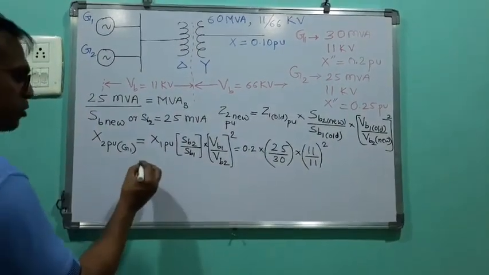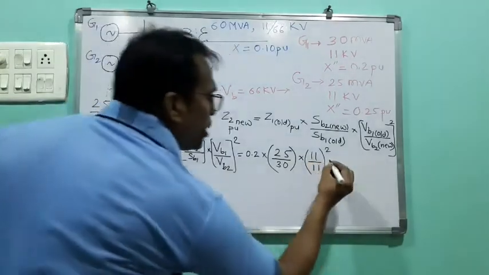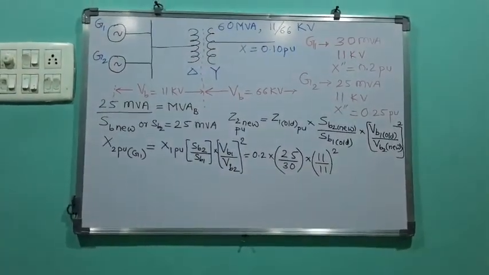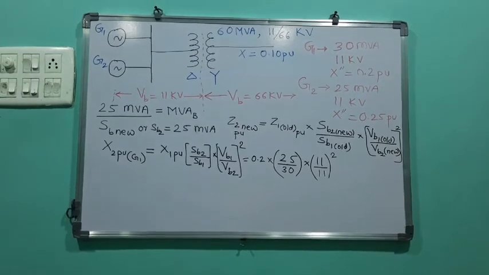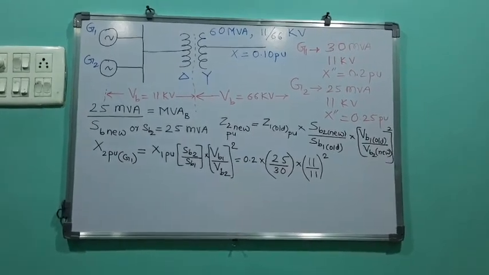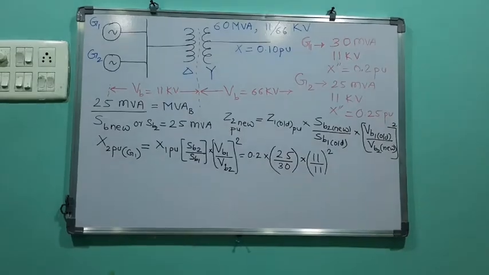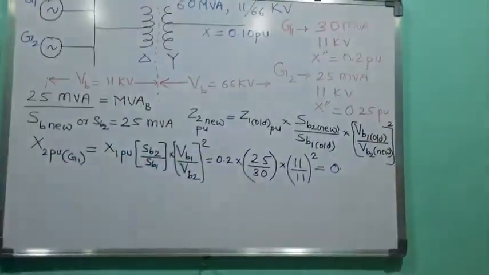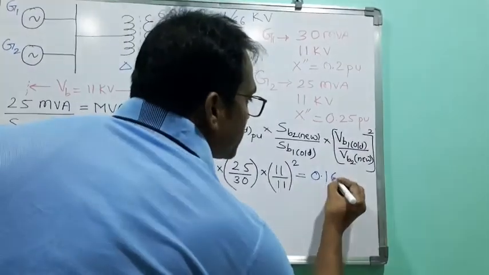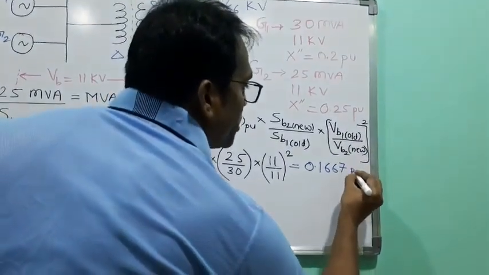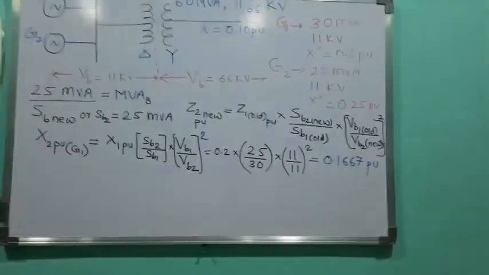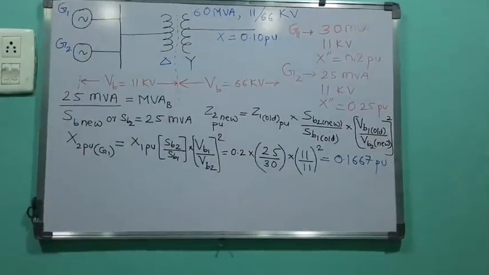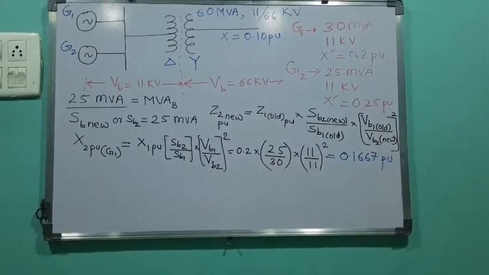So after calculating, I am writing down the answer in a different color, just to clear things. The value is 0.1667 per unit. This is your answer. In a similar way, you have to find out the value of X2 for generator 2.